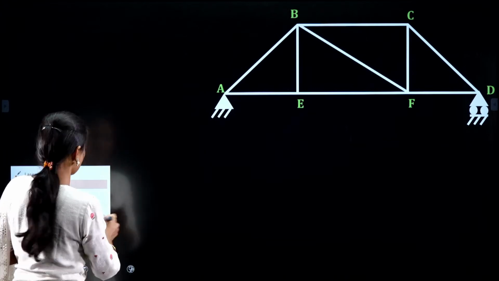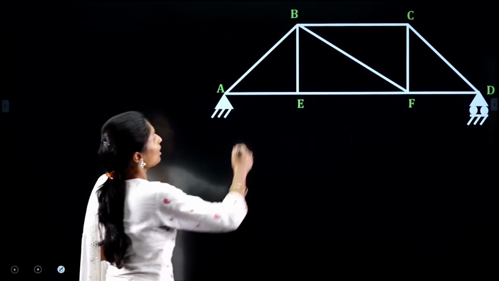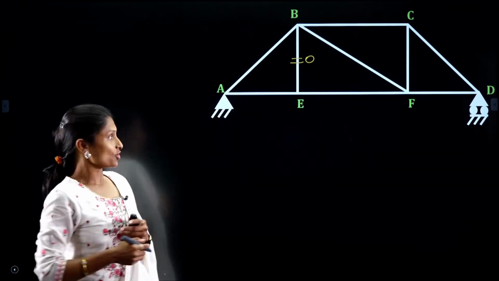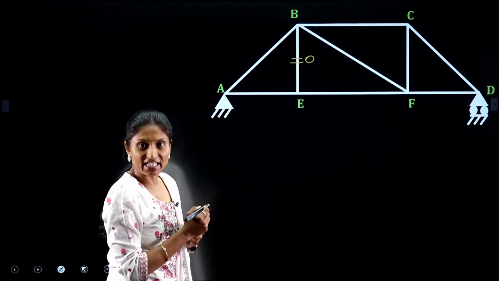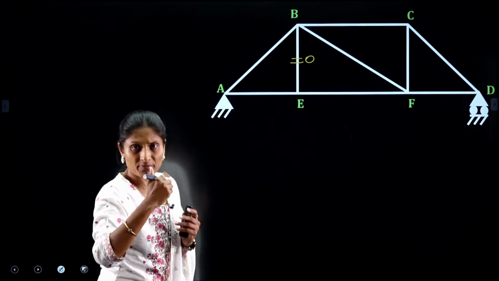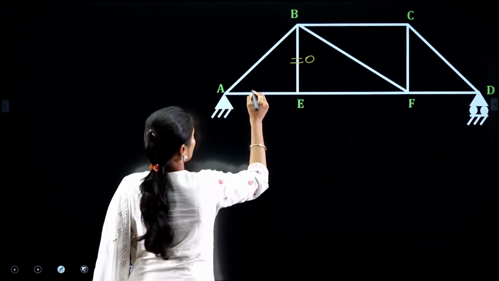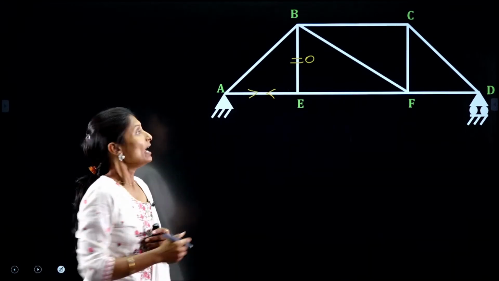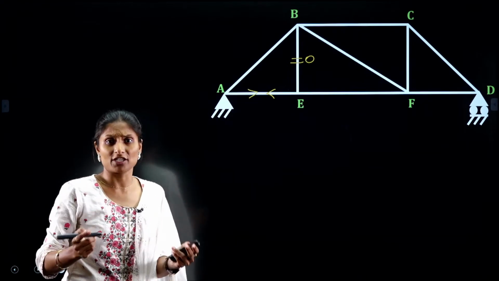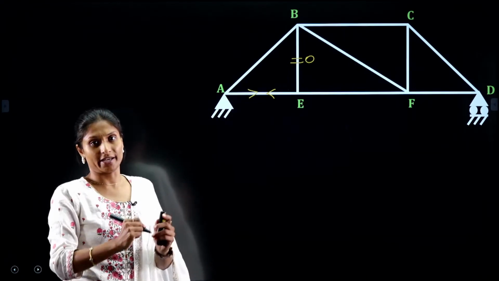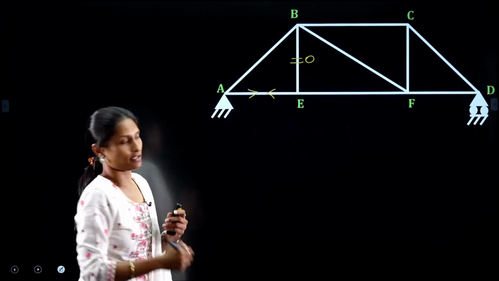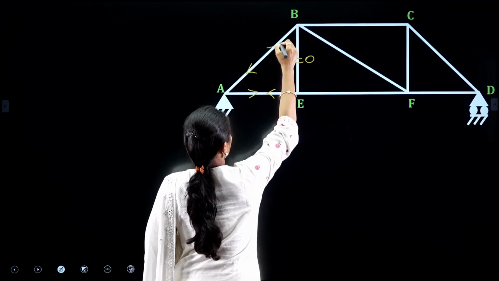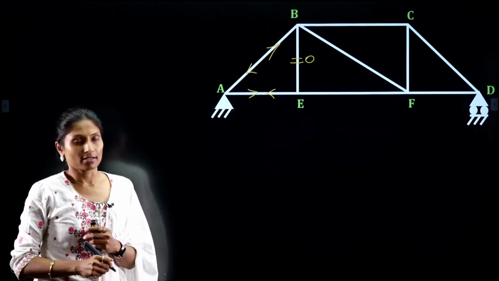Let us just represent the direction of the forces. We know force in the member EB is 0, so there will be no nature. Force in the member AE, we have assumed it away from the joint, so we got positive. So the force in the member AE is acting away from the joint. And the force in the member AB, we have assumed it to act towards the joint. As well, we got positive value. That means force in the member AB is acting towards the joint.